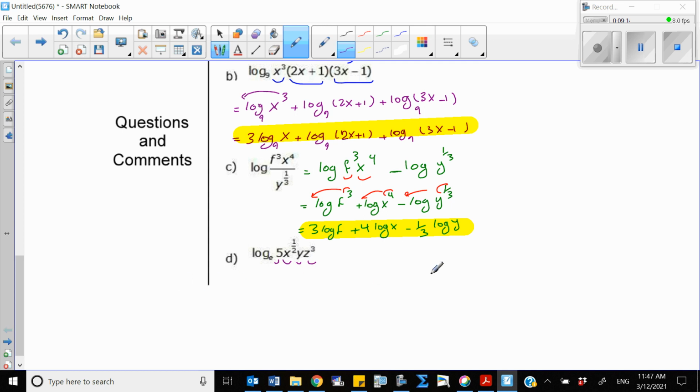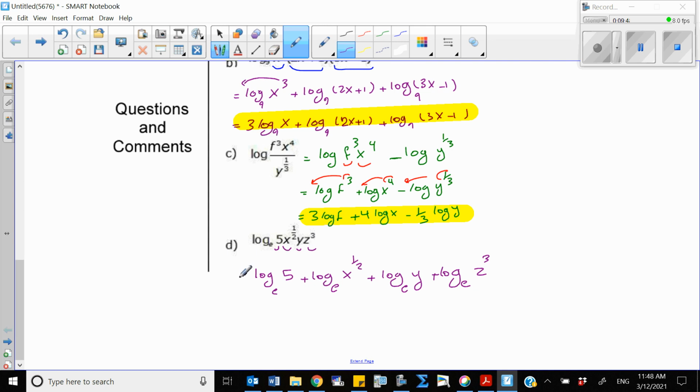So I can change them to a sum. It will be log base e of the first factor, 5, plus log base e of the second factor, x to the half, plus log base e of the next factor, plus log base e of the last factor. So we separated the factors and wrote it as a sum of the logs.